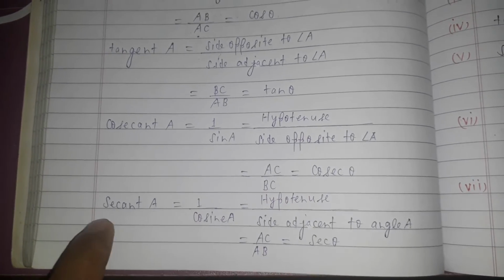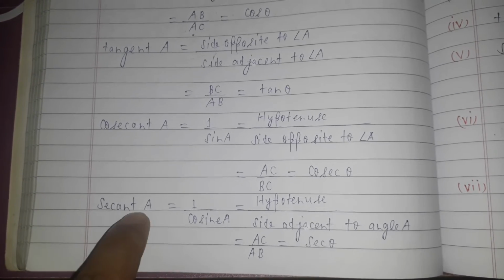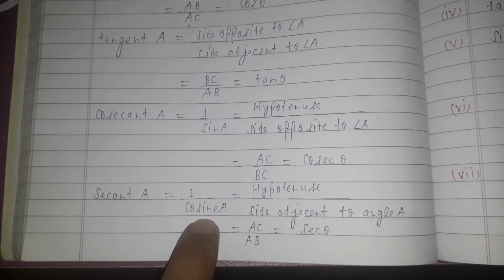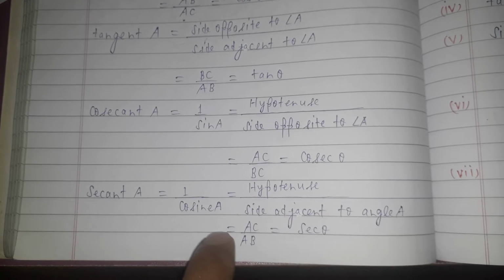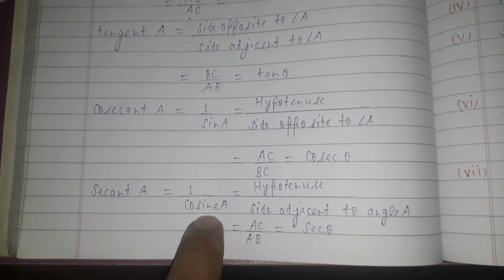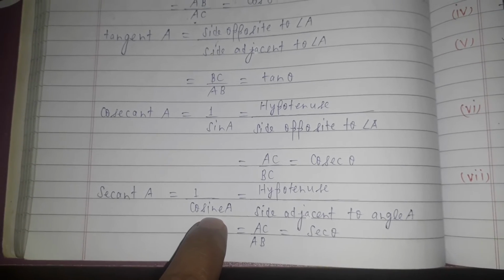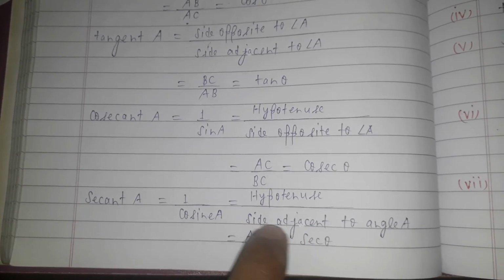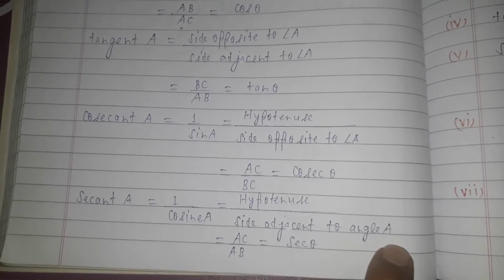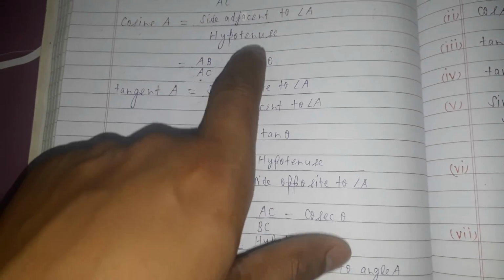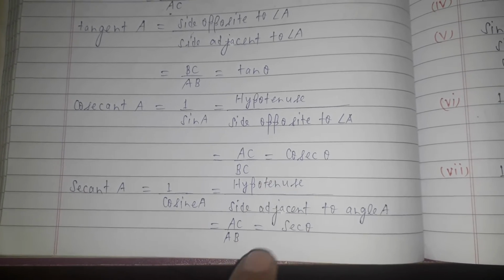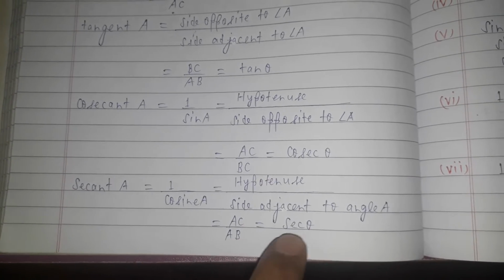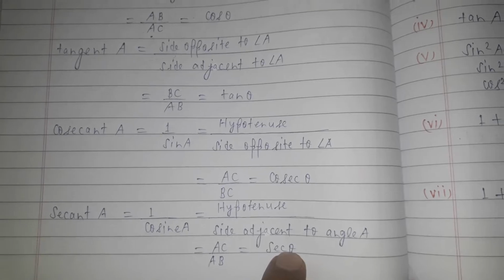cosec theta. Again, secant A is reciprocal or opposite of cosine A. It means cosine A becomes reverse for secant A equal to hypotenuse upon side adjacent to angle A. You can see here cosine A. Here hypotenuse is denominator. Here it is numerator. So it becomes equal to AC upon AB equal to sec theta.